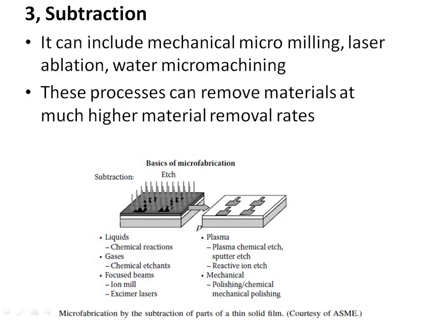3. Subtraction. It can include mechanical micromilling, laser ablation, and water micromachining. These processes can remove materials at much higher material removal rates. Figure 1.6 shows microfabrication by the subtraction of parts of a thin solid film: by liquids, chemical reactions; by gases, chemical etchants; by focused beams, ion mill, excimer lasers; by plasma, plasma chemical etch, sputter etch, reactive ion etch; by mechanical, chemical or mechanical polishing.